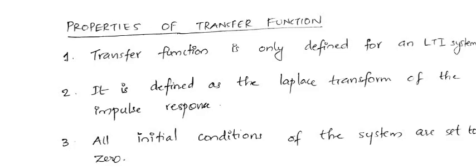So if you know the proper definition of transfer function, you can easily write these properties. One is that transfer function is defined as the Laplace transform of the impulse response. Then another property is the 0 initial conditions, so all the initial conditions of the system are set to 0. And the first one is a very important property of transfer function: it is defined only for linear time invariant systems. So these three properties are very easy to remember, right?